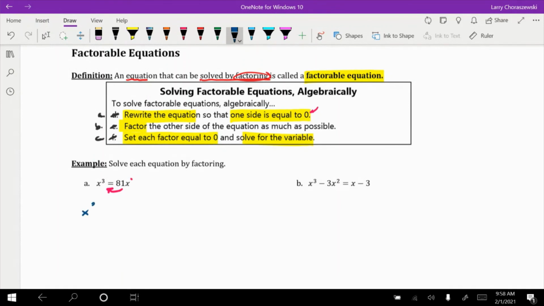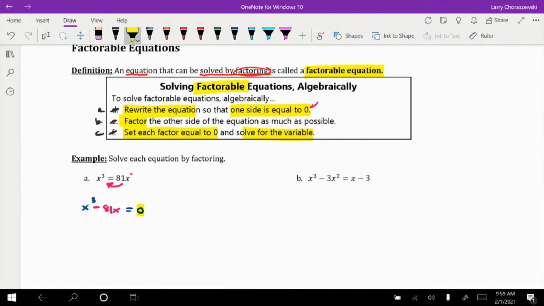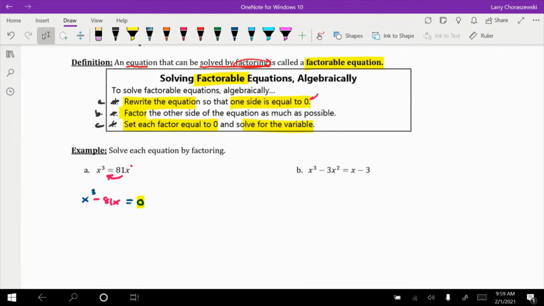In this case, it's via subtraction, so it's going to be x cubed minus 81x equals 0. And we have the 0 on the right-hand side. Now keep in mind that these are supposed to be factorable equations, so the expression on the left-hand side, we should probably anticipate being able to factor. If you look, we got x cubed minus 81x, and there are 2 terms here, both involving the variable x, so there's a GCF that we can factor out.